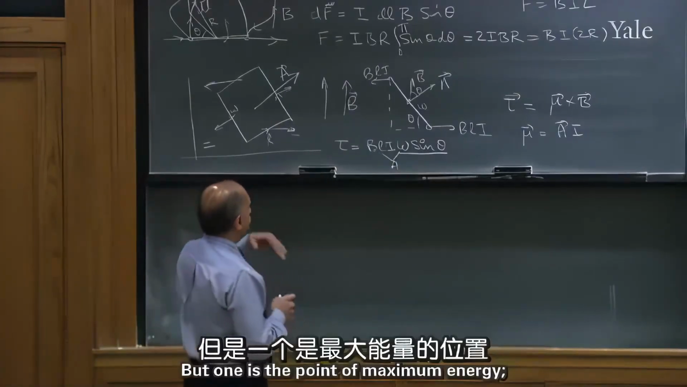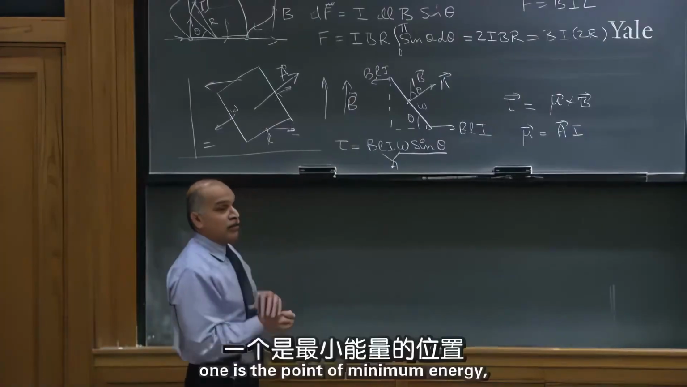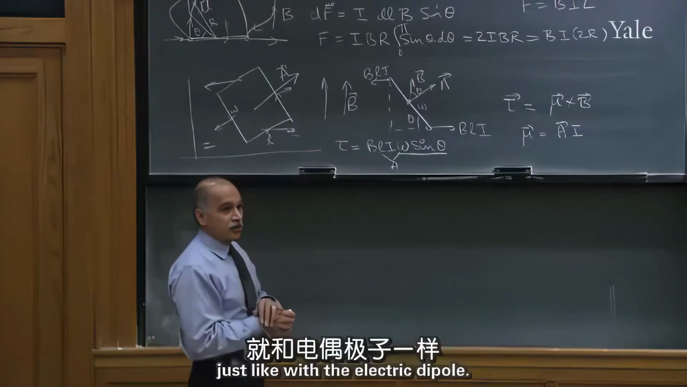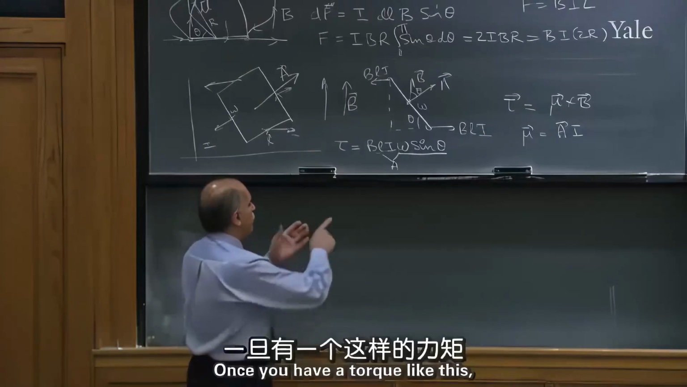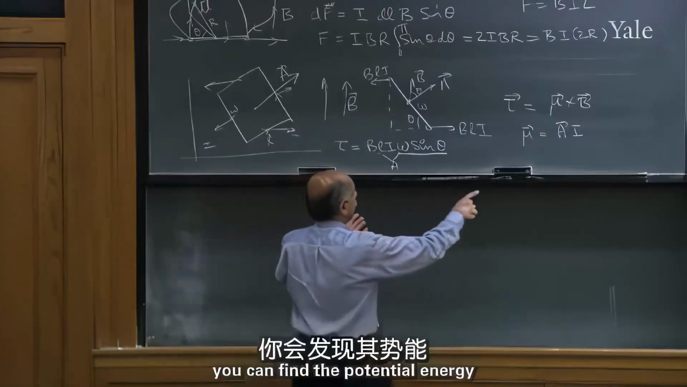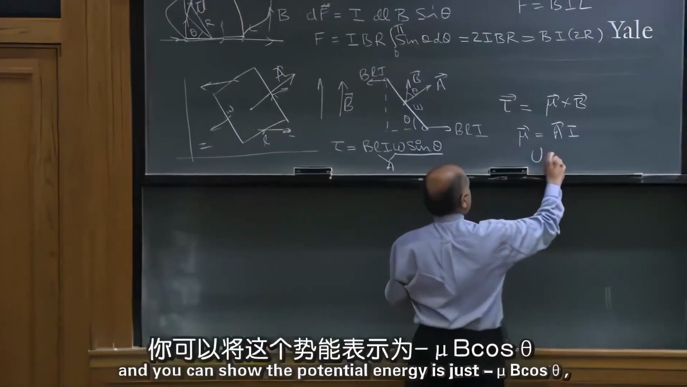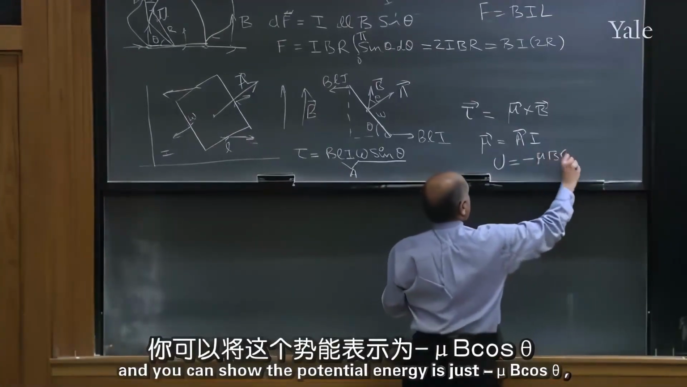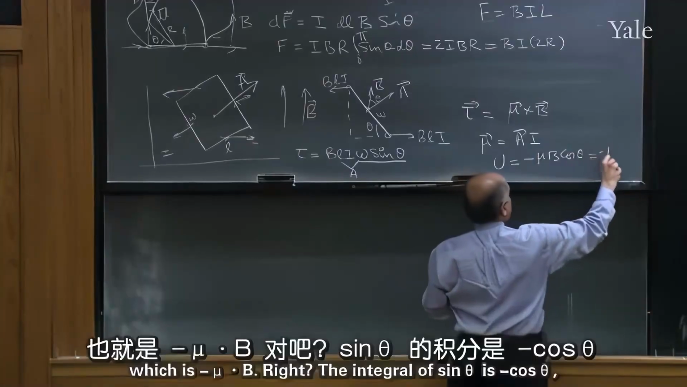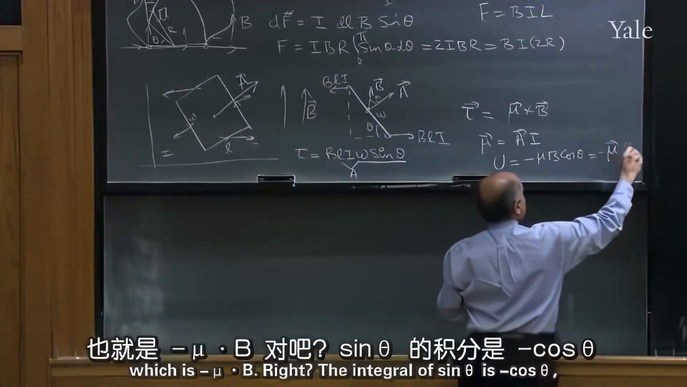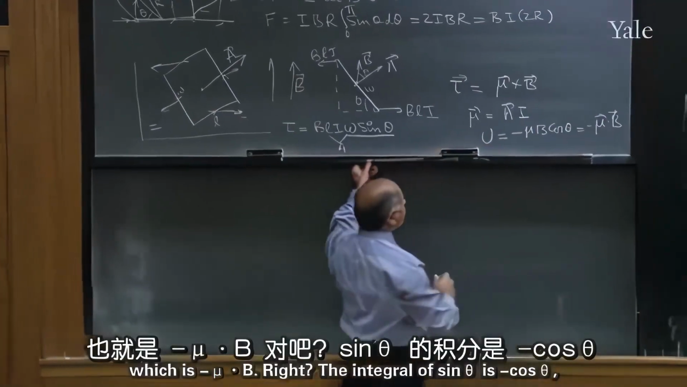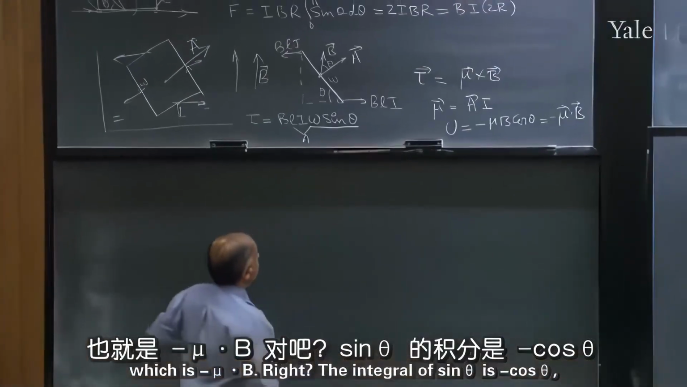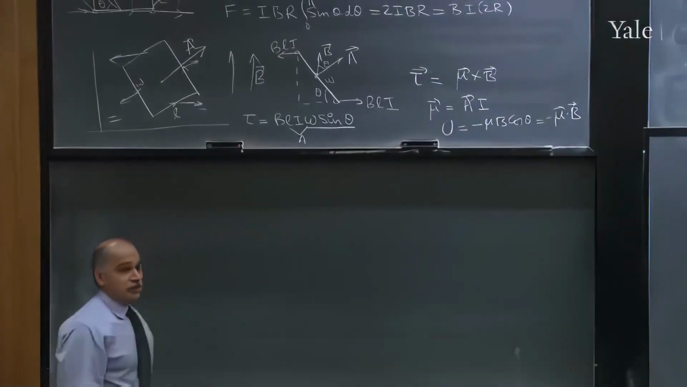But one is the point of maximum energy, one is the point of minimum energy, just like with the electric dipole. Because once you have a torque like this, you can find the potential energy, and you can show the potential energy is just minus mu B cosine theta, which is minus mu dot B. The integral of sine theta is minus cosine theta.